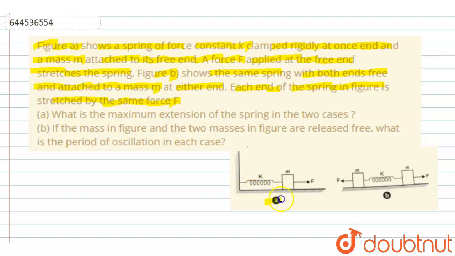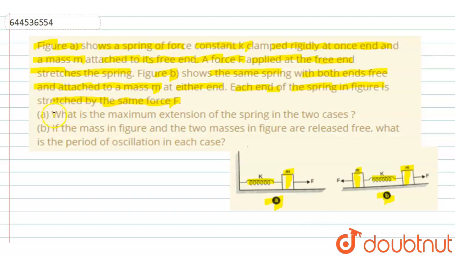Okay, so we can see in figure A and figure B, we have the same spring with the force constant K, in which in figure A, one end of the spring is rigidly clamped and the other end is connected with the mass M, whereas in figure B, both ends of the spring are connected with the mass small m and they are being stretched by a force F.